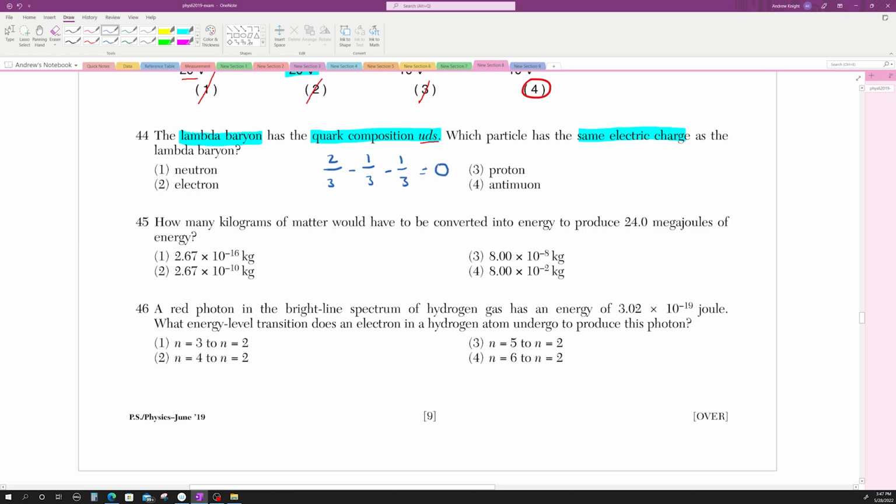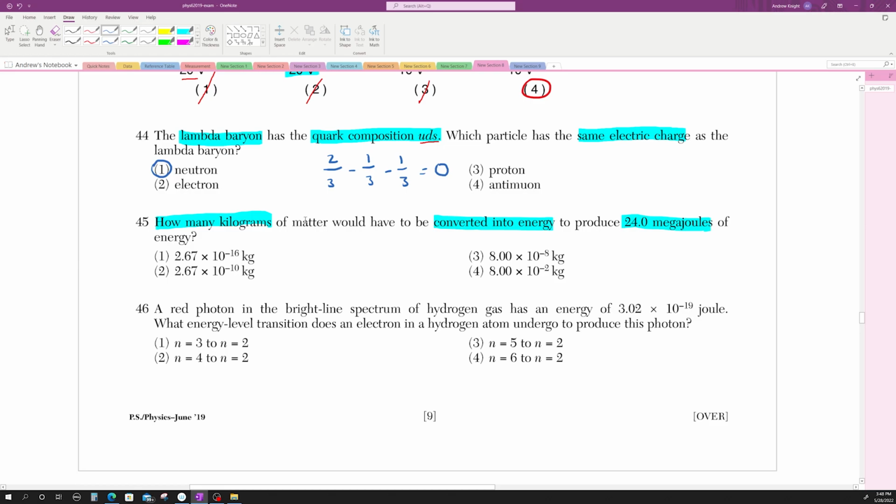Since that's equal to 0, what has a charge of 0? A neutron, because they're neutral. Question 45, how many kilograms of matter would have to be converted into energy to produce 24 megajoules of energy?